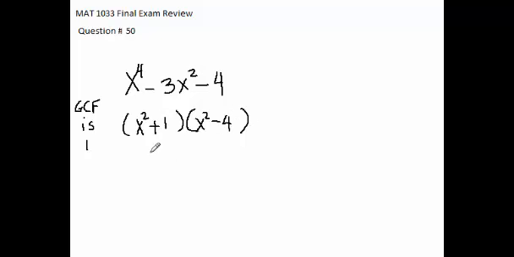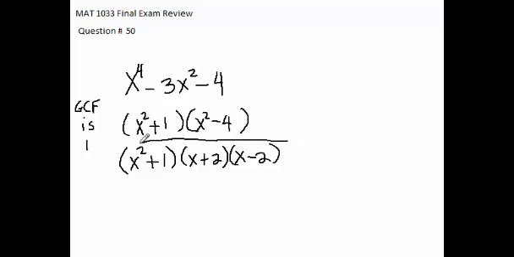Remember the directions. Factor completely. This is a sum of squares. We can't factor that, so it would stay in its current form. But this, on the other hand, is a difference of squares, which factors into x plus 2, x minus 2. So remember, we have to factor completely. If you multiplied those three binomials together, you would end up with a trinomial.